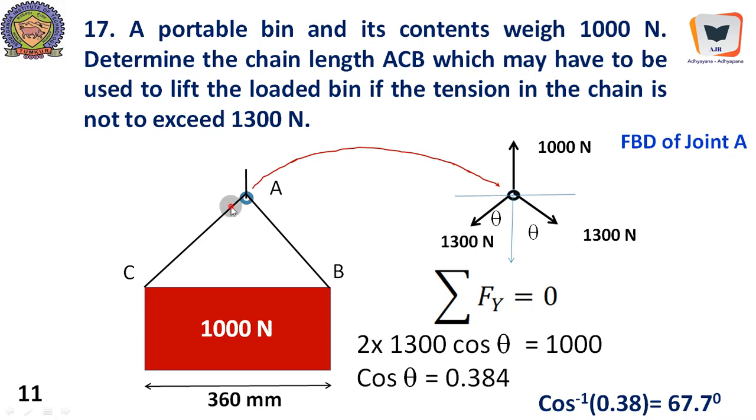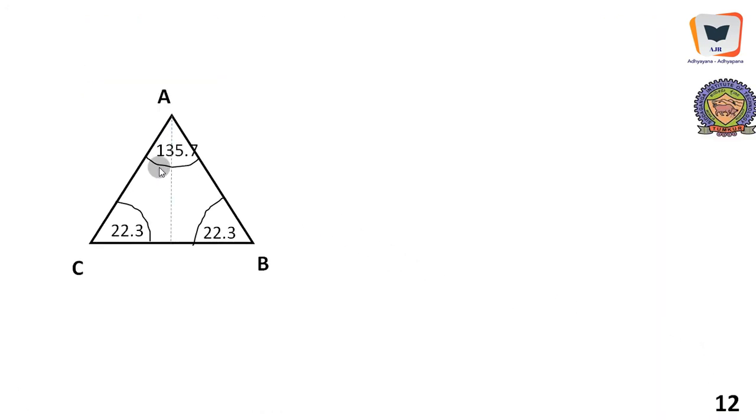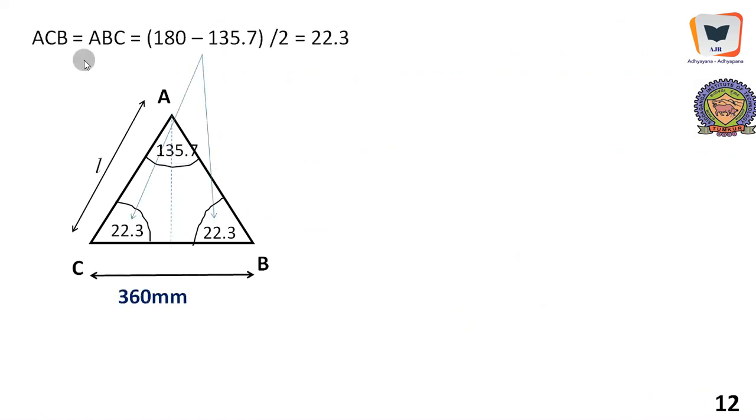Therefore, the angle subtended by these two wires happens to be 2 times 67.7. So therefore, we get to know the geometry. It becomes 135.4. Therefore, these two angles can be calculated from the principles of triangle. So ACB or ABC must be equal to 180, the total internal angle, minus 135.7 consumed by this particular angle, divided by 2. So it becomes 22.3. Since this length and this length are equal, the opposite angles will also be equal. It becomes an isosceles triangle. And this 360 millimeter is given to us.